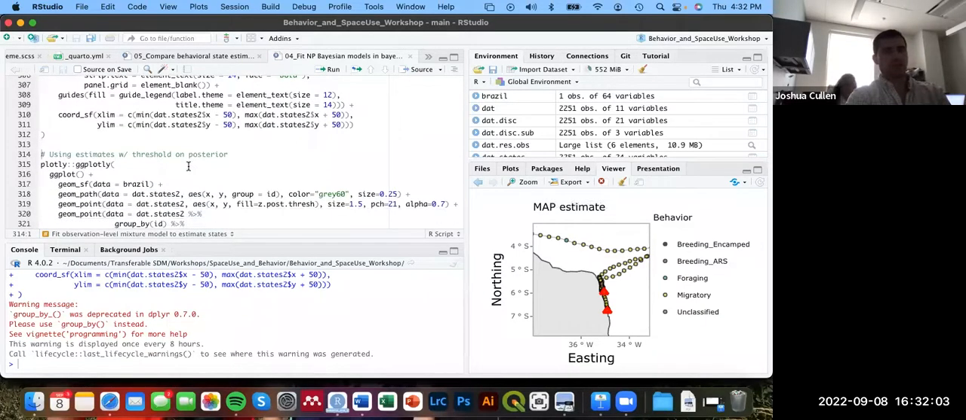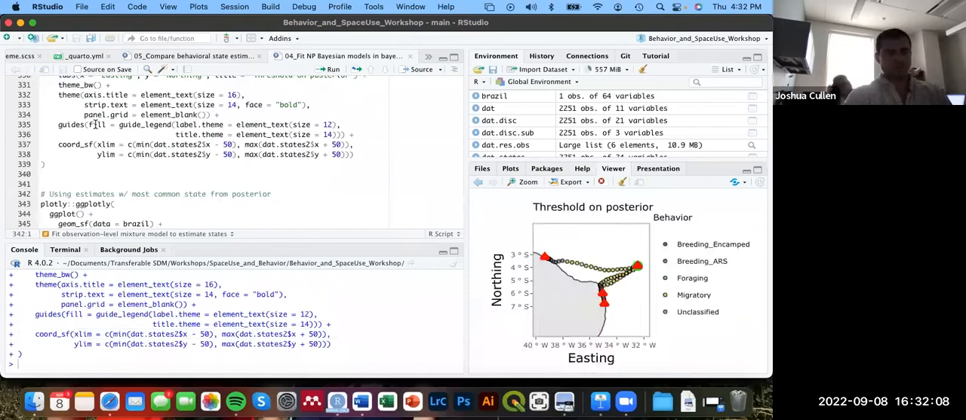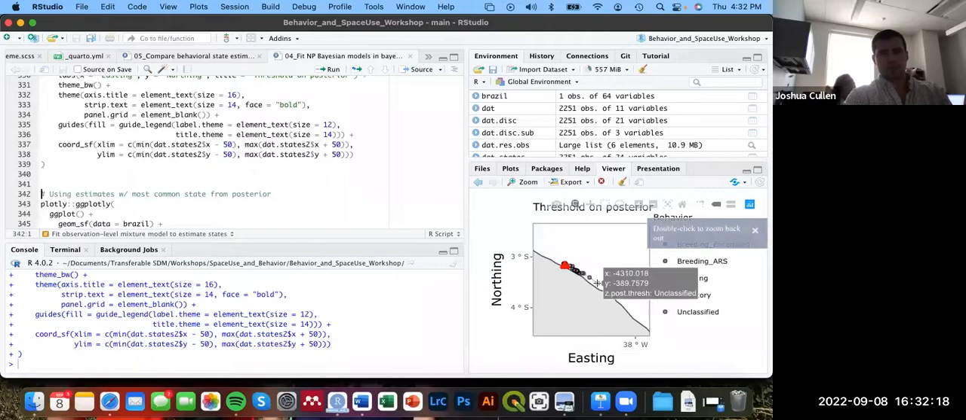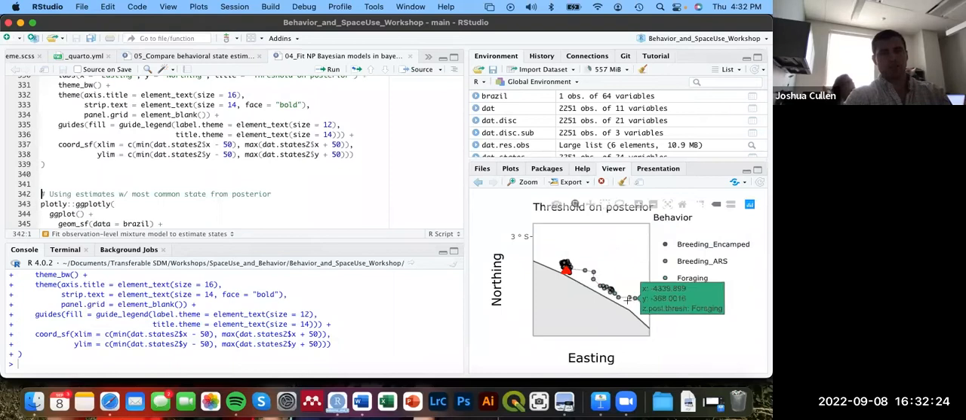So that's using the MAP estimates. If we use the threshold estimate on this posterior, again, we see these migratory phases identified pretty well. But one thing you will notice is when I zoom in, there's a lot more unclassified behaviors. That's because it looks like this individual is slowing down, but it doesn't know quite which state it might be. It could be migratory, it could be foraging, it could be something else. So we're not labeling as many of these observations.